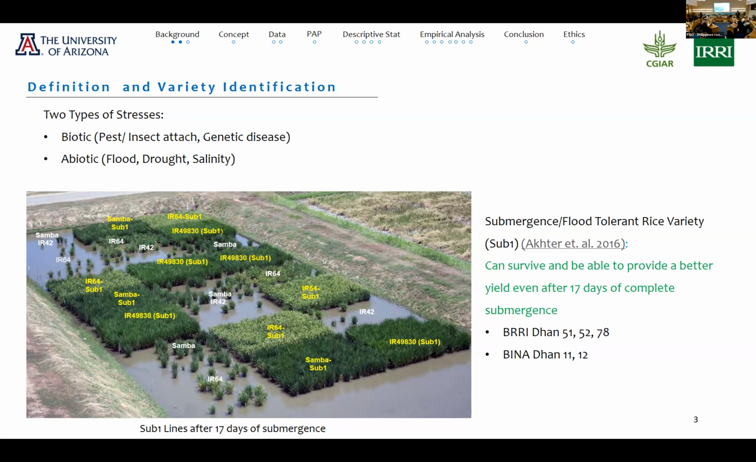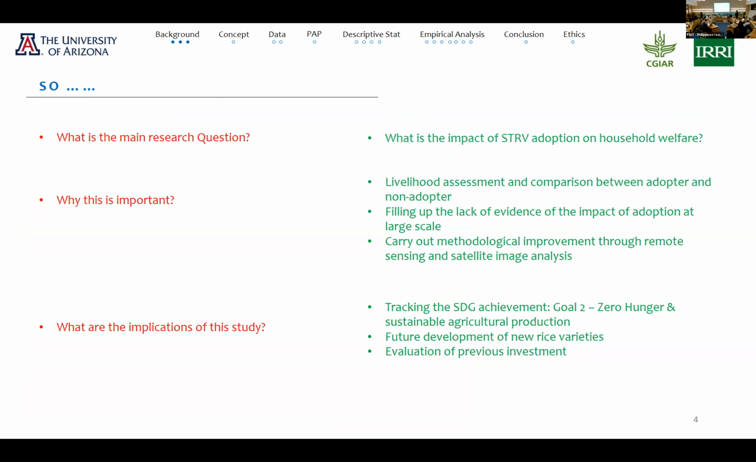And which is a great thing, because when we have a situation of flood with the monsoon or with the typhoon in the Philippines and many other places, some of those varieties cannot grow. So we focus on Bangladesh and we look at many of the submergence tolerant varieties that have been disseminated there to do this study. So basically, what is the main research question here?